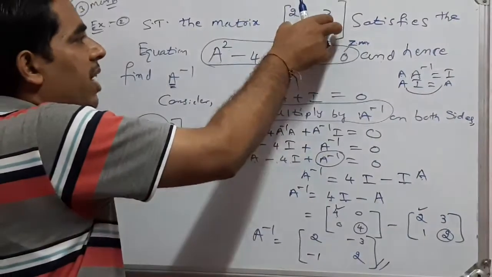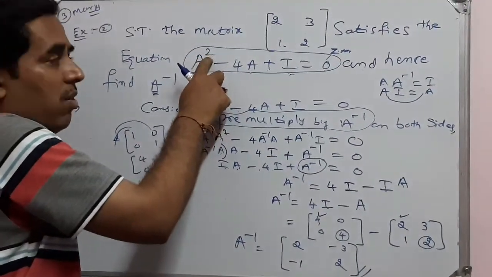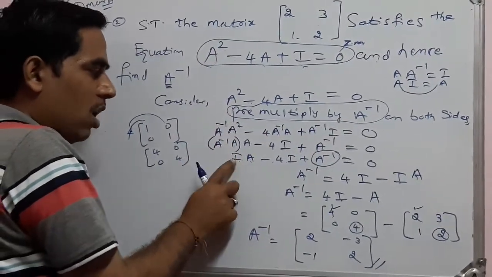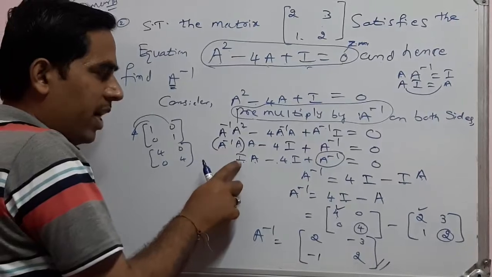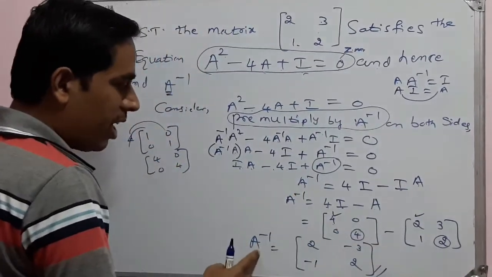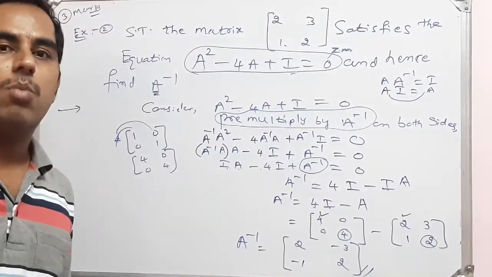If a 3 cross 3 matrix is given, the same method will be followed. The degree may be 2 or 3, whatever it may be. You pre-multiply by A inverse and attach 1 A with A inverse. That product will be the identity matrix. Identity matrix into any matrix will be that matrix only. Solve for A inverse to get the inverse of the given matrix. Okay, we shall consider some more problems in the next class.